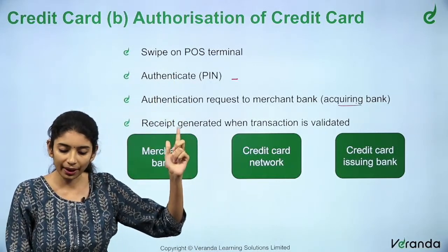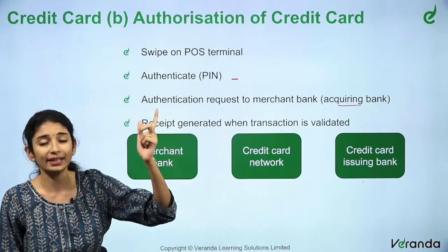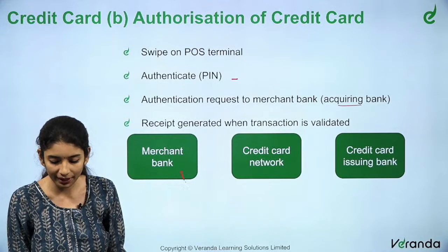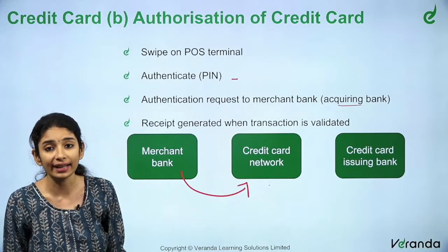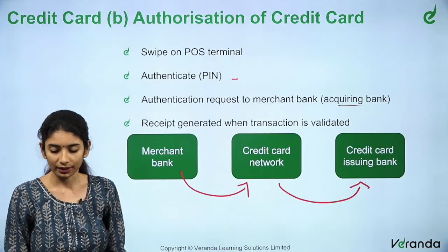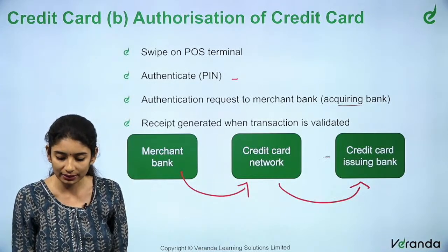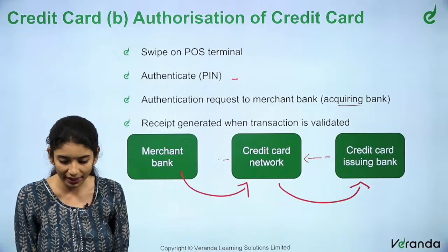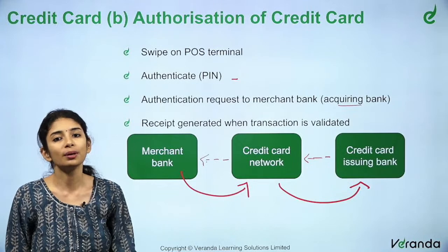Now this acquiring bank will connect to the credit card issuing bank. So this is a merchant bank, also called acquiring bank. It will connect to the credit card network. This network will connect to the credit card issuing bank. Once the credit card issuing bank says okay, it tells the network you can go ahead, the PIN entered is right, and then the amount comes to the merchant bank.